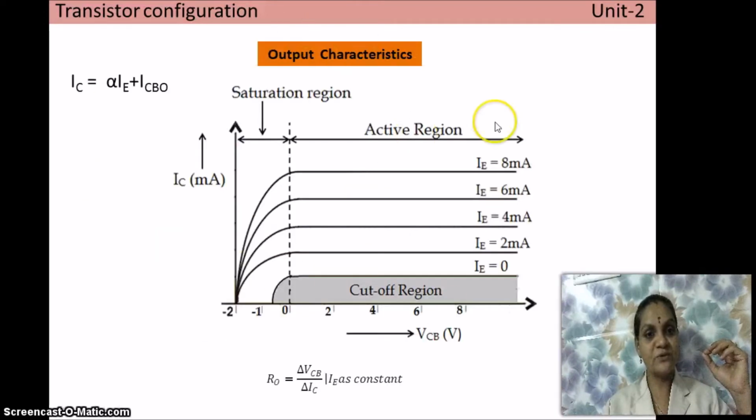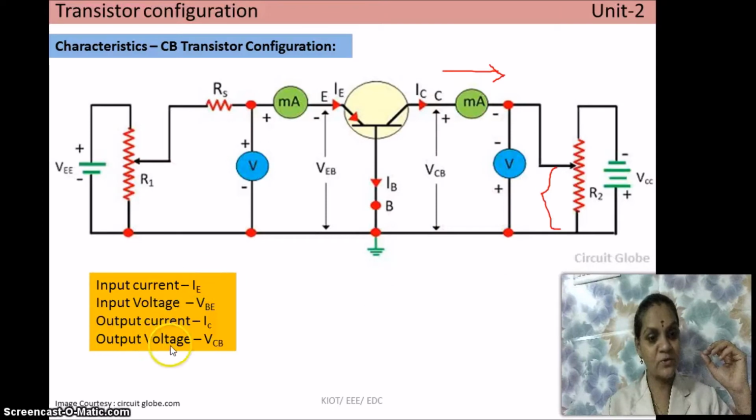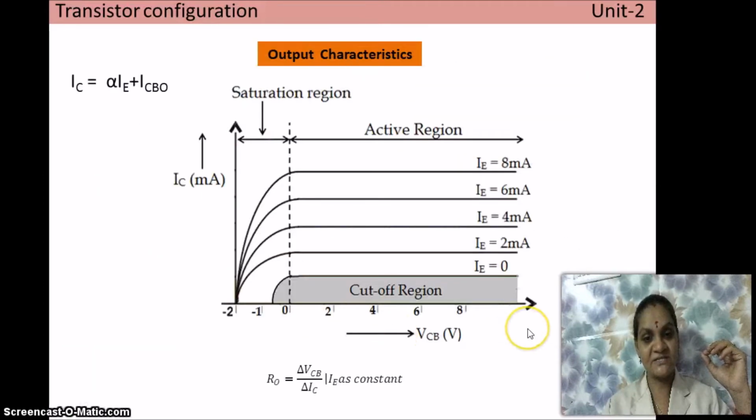So this is the output characteristics of a common base configuration. For plotting output characteristics, we have to take the output voltage on the x-axis and output current on the y-axis at a constant input current. See here, the output voltage is VCB, the output current is IC, at a constant input current IE. So we will see how we can plot these characteristics.